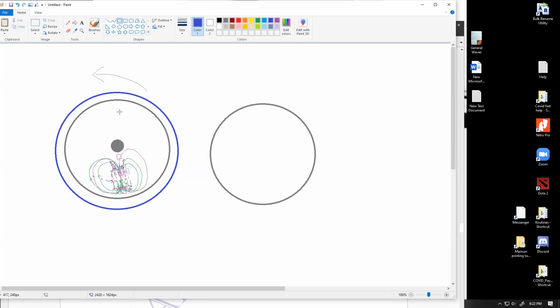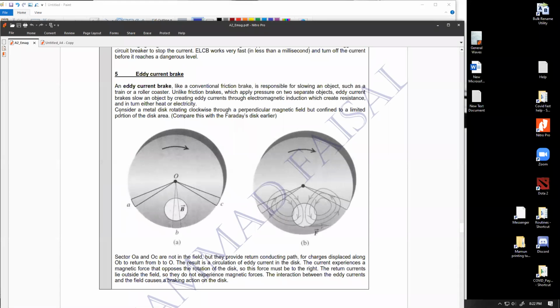Sir, I have a question involving the diagram. Yes, go ahead. Can you show the diagram? Sir, what does F mean on figure B? F means the physical force on the electrons. Does this F have any description over here? No, it doesn't.